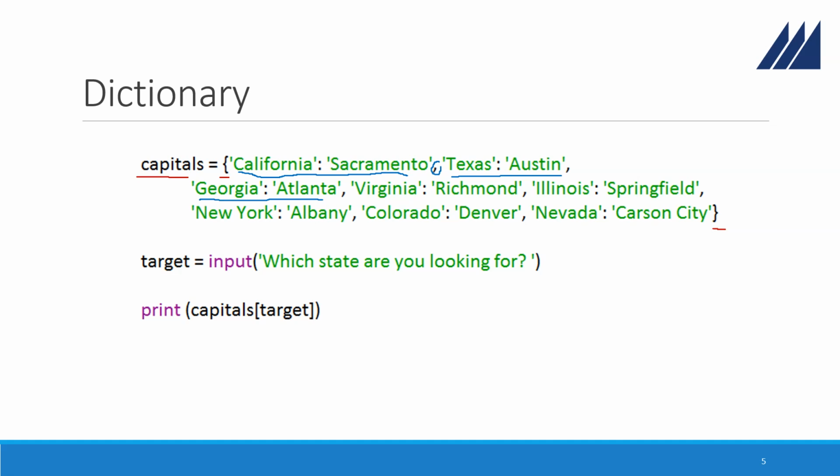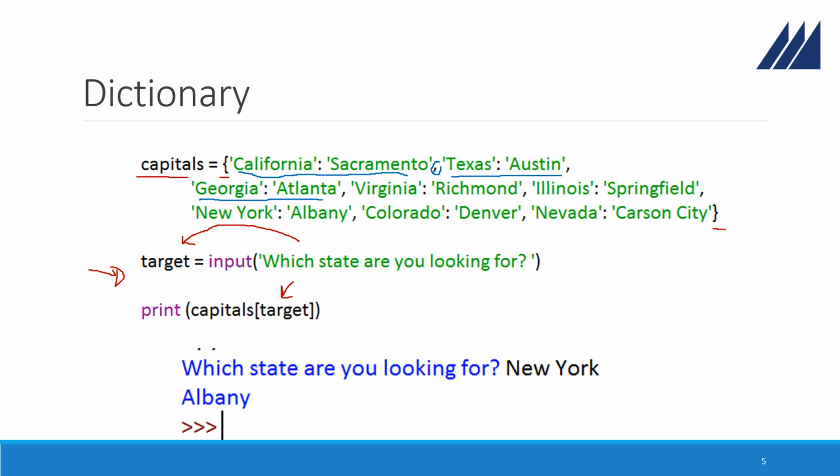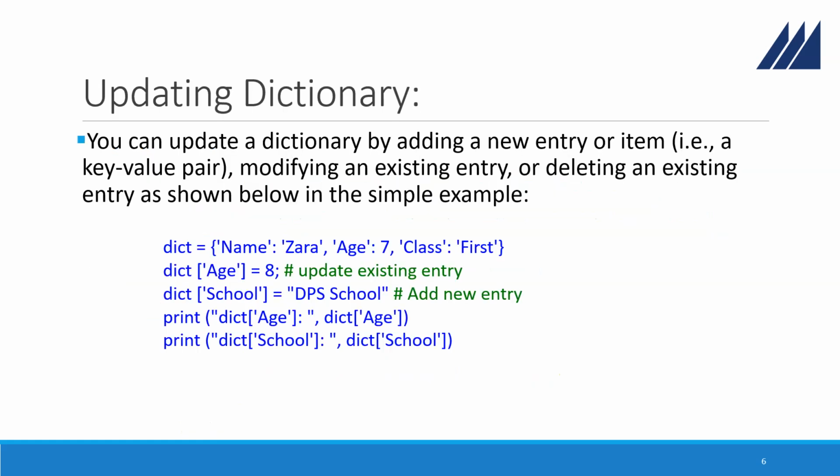Okay. In your program, you would ask the user to input a target. You're going to ask the user to input a state. Whatever state the user enters is going to be stored in target. And then you want to print out what is the value that is associated with this key target. Okay. Pause the video and try this one in PyCharm. If I try this example and if I type in New York, the program should return back to me Albany, which is the capital that is found in this dictionary I created. Okay, let's move to the next slide.